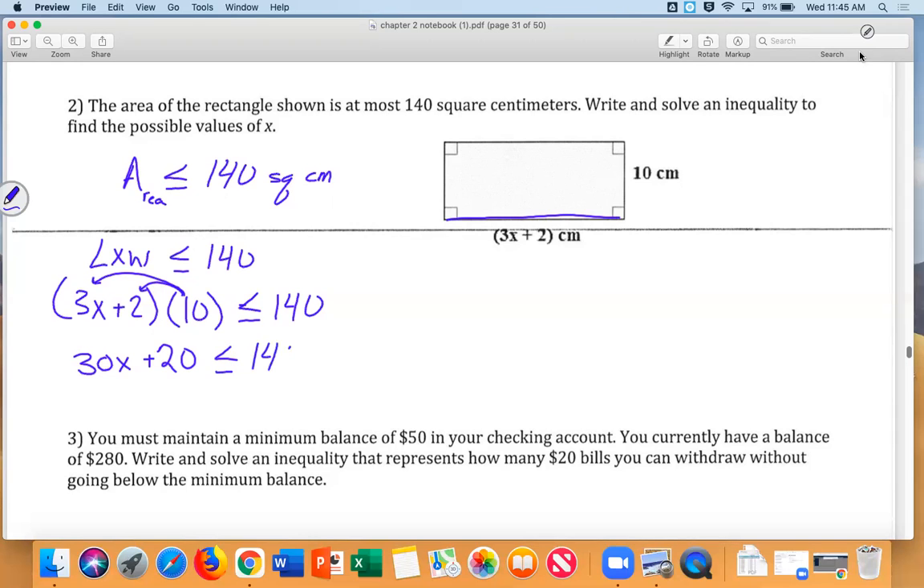Thank you. So we have 30x plus 20 is less than or equal to 140. So we subtract the 20. That gives us 30x is less than or equal to 120. Divide by 30, and we have x is less than or equal to 4.